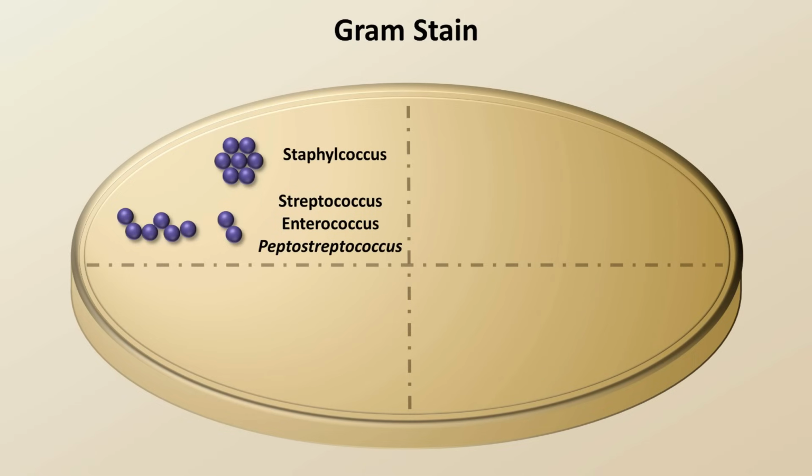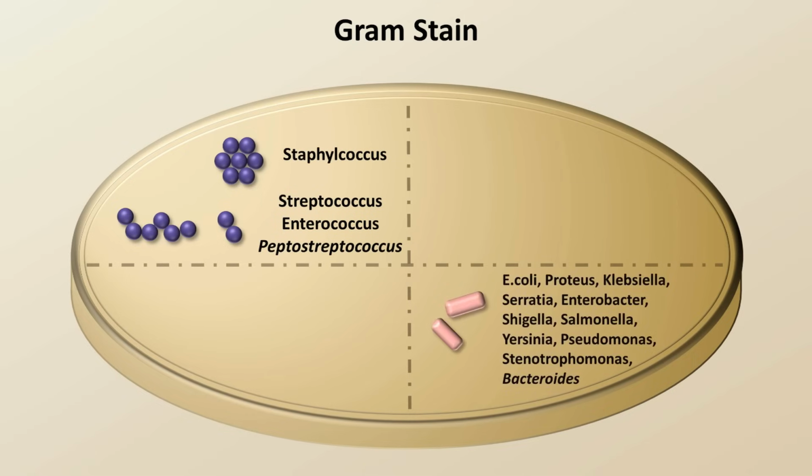Another category of bacteria are the gram-negative rods. There are many specific bacterial species in here, most notably E. coli and the genera Proteus, Klebsiella, Serratia, Enterobacter, Shigella, Salmonella, Yersinia, Pseudomonas, Stenotrophomonas, and Bacteroides.